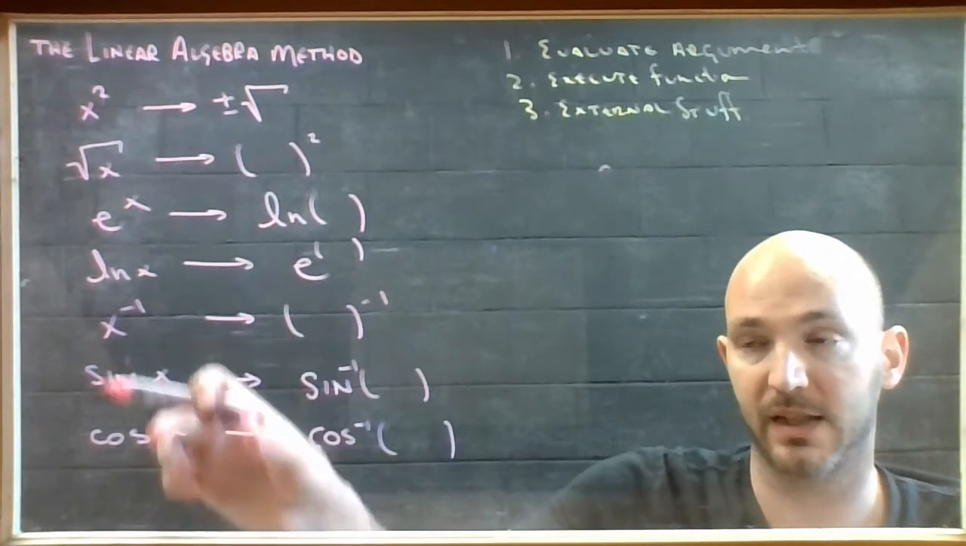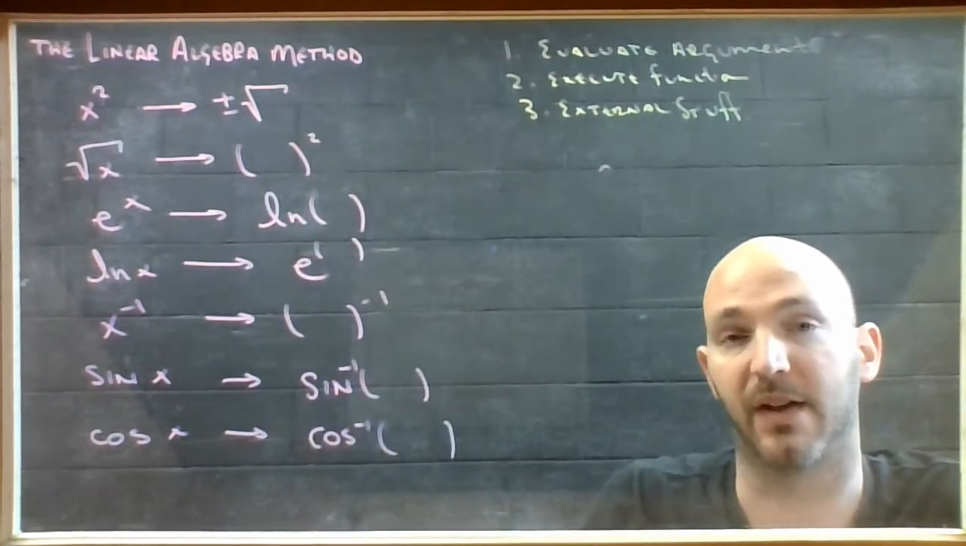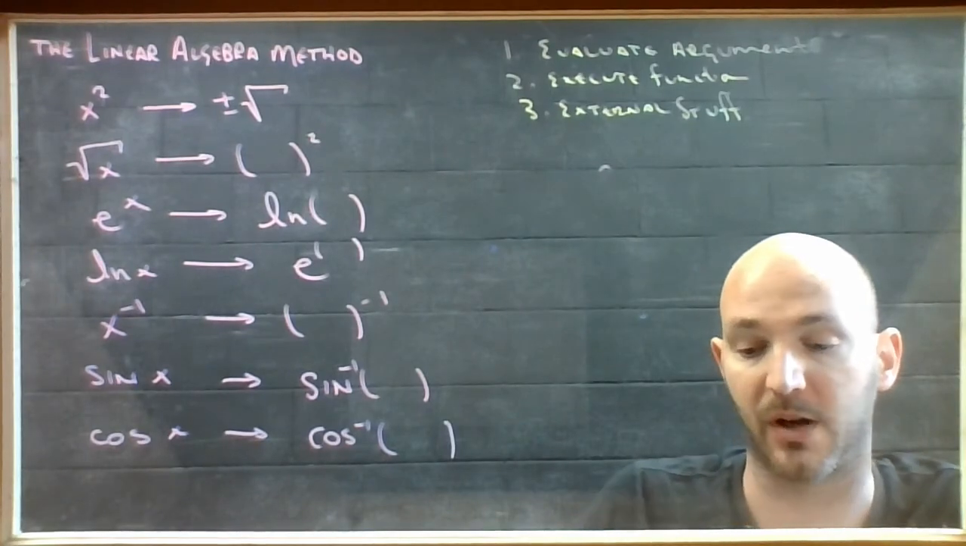So when you come across these functions in your steps and you're trying to undo them, there's your list of antifunctions in order to get it done. So off to the practice problems. Good luck.